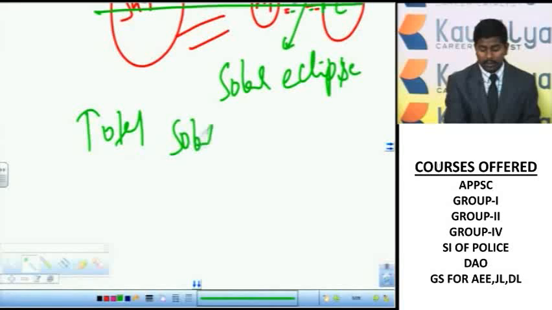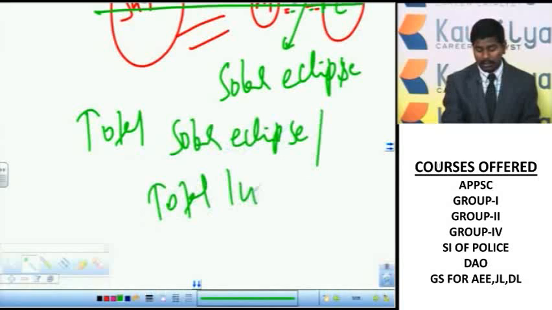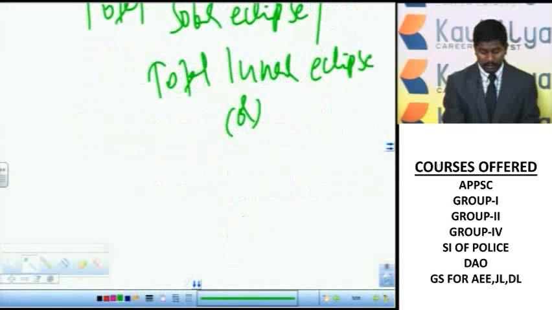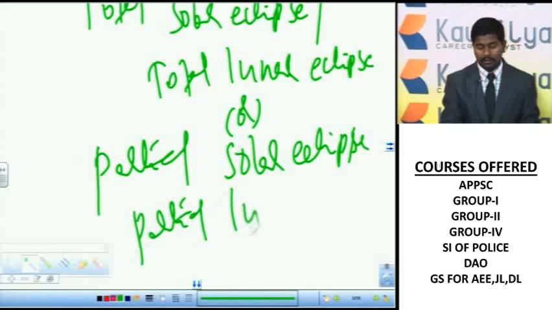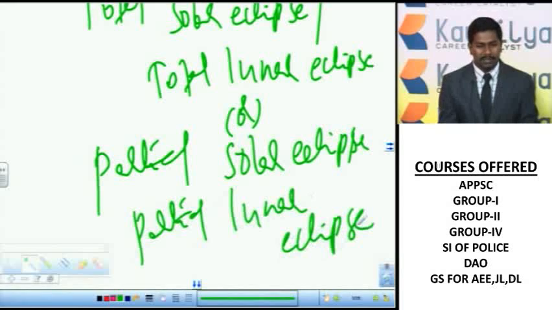Total solar eclipse or total lunar eclipse, or otherwise there will be partial solar eclipse and partial lunar eclipse. So partial solar eclipse and partial lunar eclipse occur frequently, whereas total solar eclipse and total lunar eclipse occur very rarely.